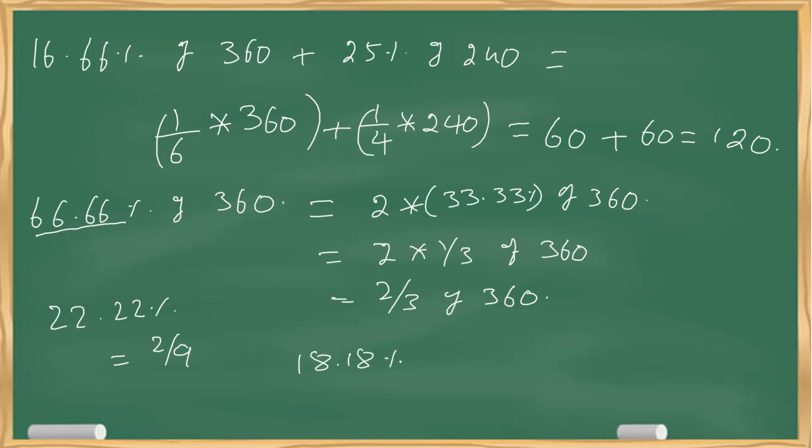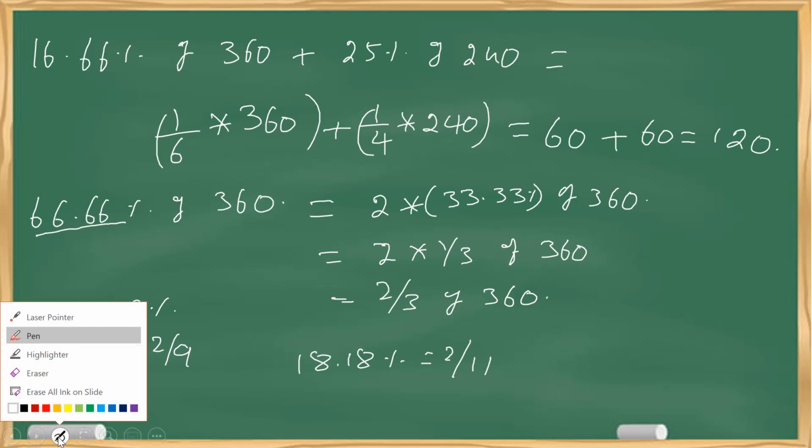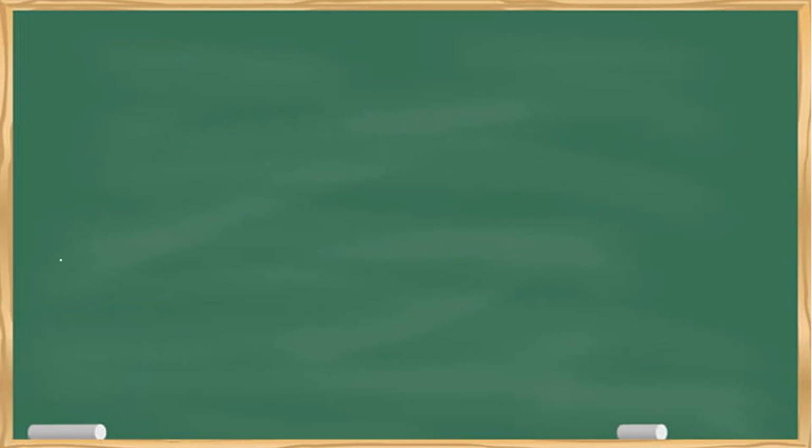18.18 percentage, that is again 2 by 11. So there are multiples of this kind of numbers, correct? And there are another 3 values where you are supposed to remember for banking exams, especially I'm talking about.